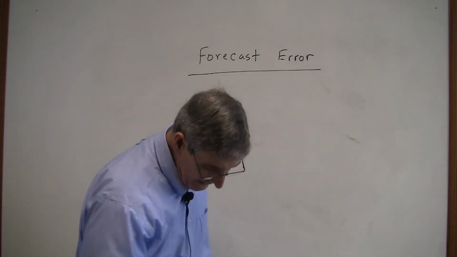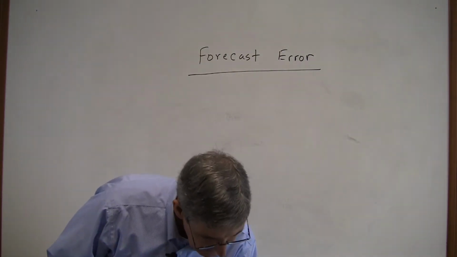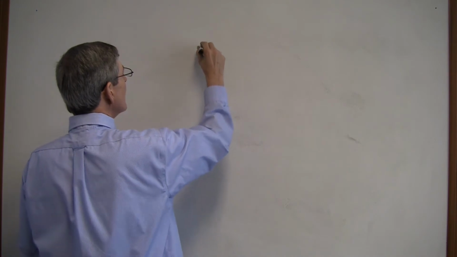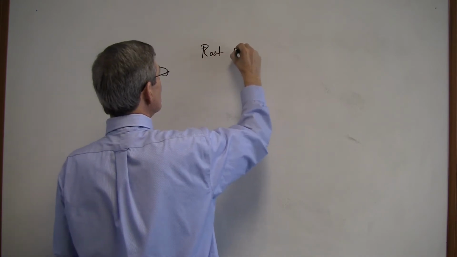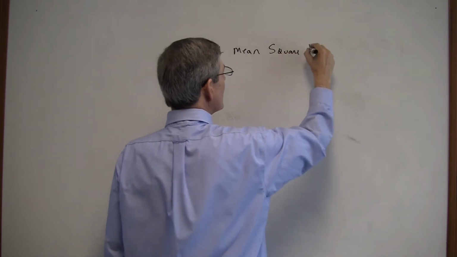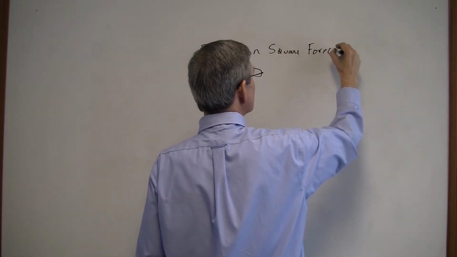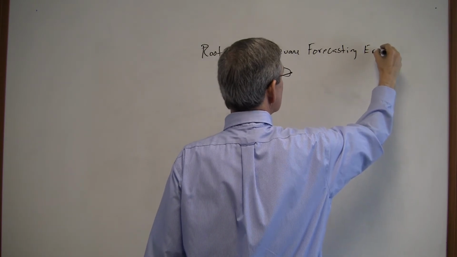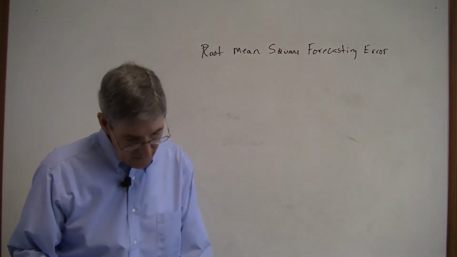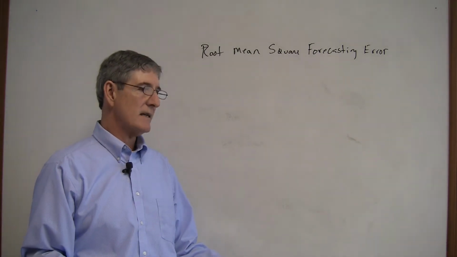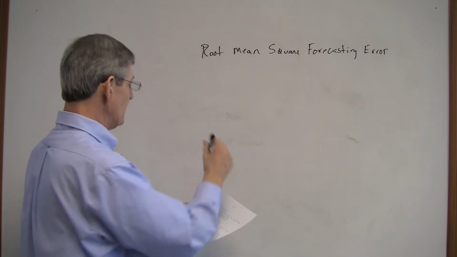Okay, back to the forecast error. Now let's talk about something called the root mean square forecasting error. So this is a measure of the size of our forecasting error.